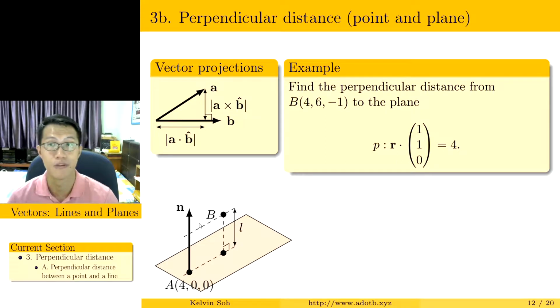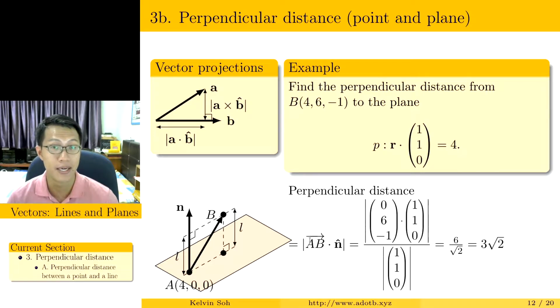So similar to the previous case of point and line, we will join AB together, and this gives us a vector projection picture similar to that of A and B up here. And to match these two diagrams up, we actually need to flip it. And this length L over here is actually analogous to the length of projection. Imagine the length of projection of AB onto the normal vector. So the formula of length of projection is given by A dot B hat. So the length L will be given by AB dot N hat.